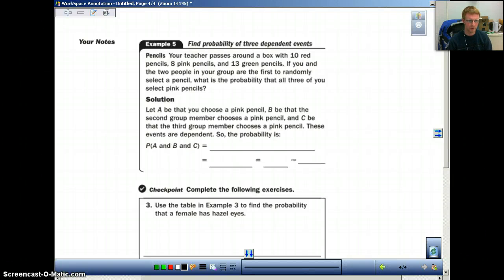All right, so let's go through this part 2 real quickly here. Another example that we have here is, it says find the probability of 3 dependent events. So this is pretty much the same as what we've been doing.